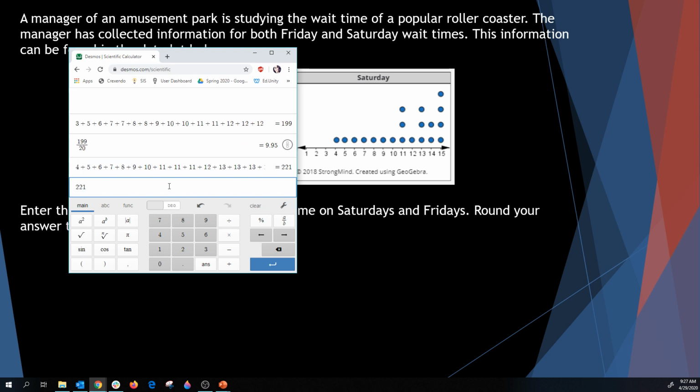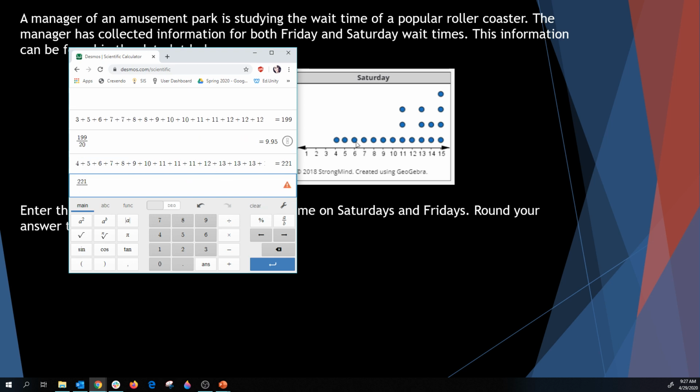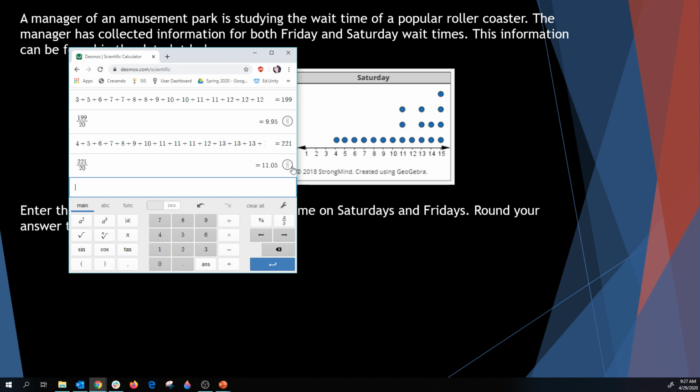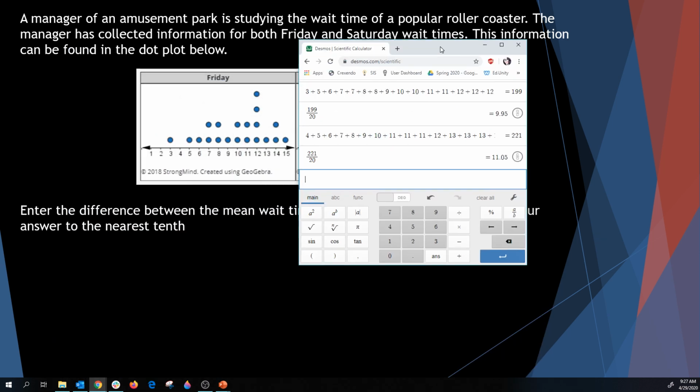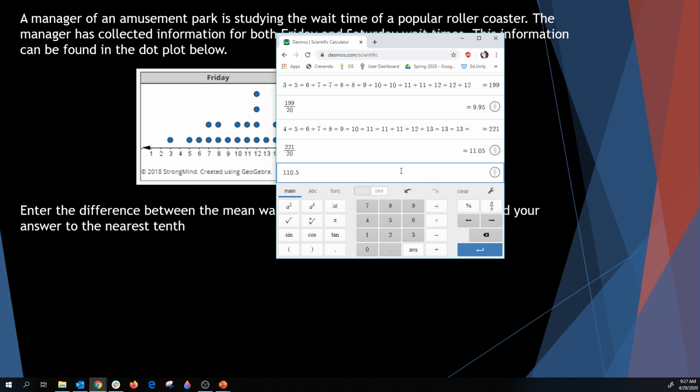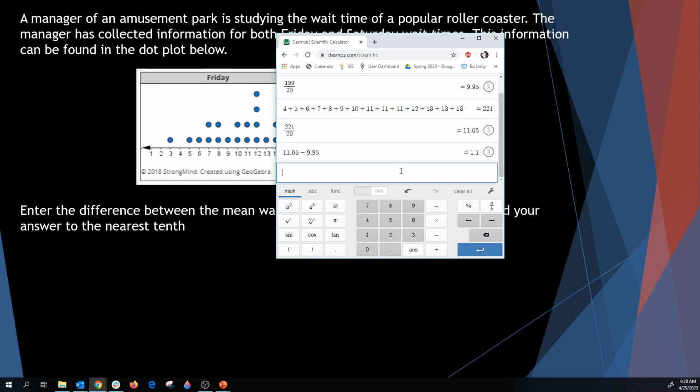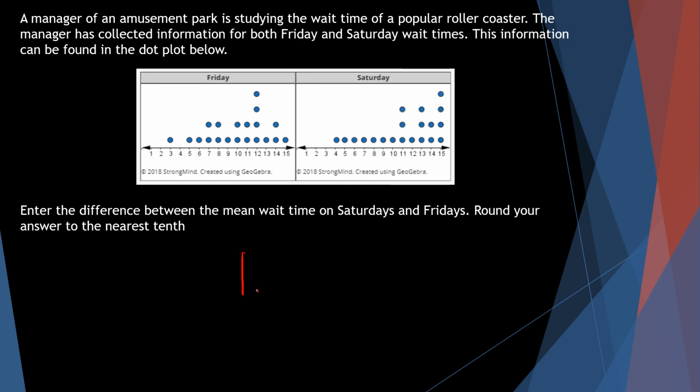Alright, so 221, how many numbers are we adding together? So 1, 2, 3, 4, 5, 1, 2, 3, 4, 5, 6, 7, 8, 9, 10, 11, 12, 13, 14, 15, 16, 17, 18, 19, 20 again. So we have 11.05 and 9.95. Notice how we want to find the difference, which means we need to subtract these two numbers. And when I subtract them, I get 1.1. So that means there's a difference of 1.1 minutes in wait time between Friday and Saturday.